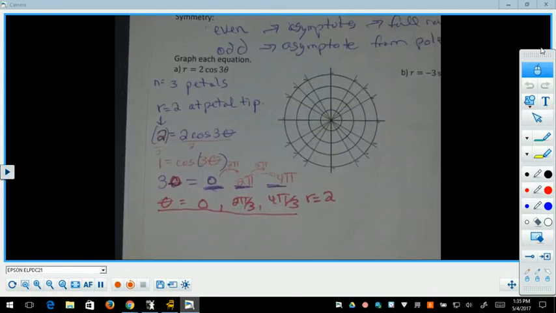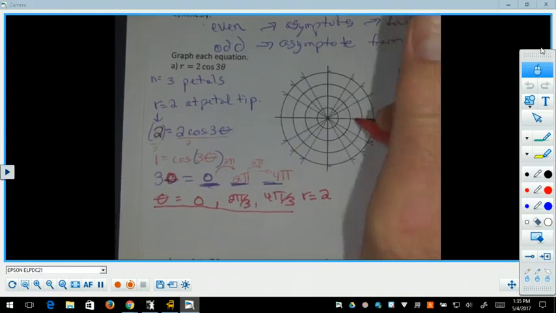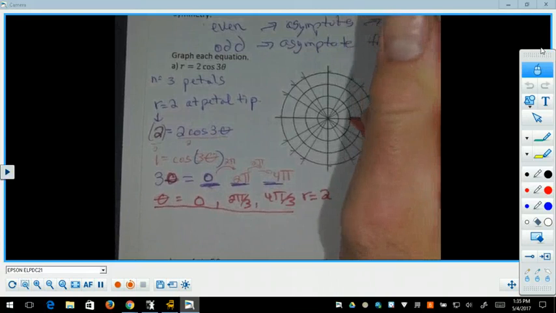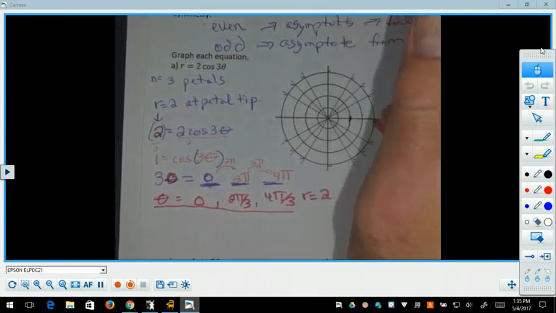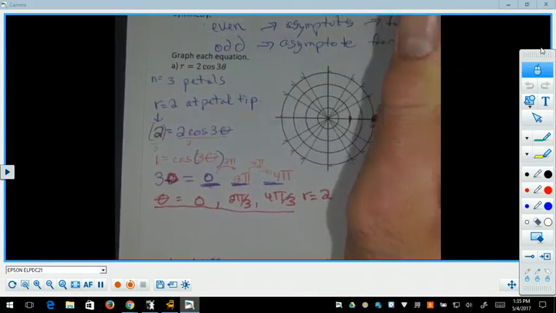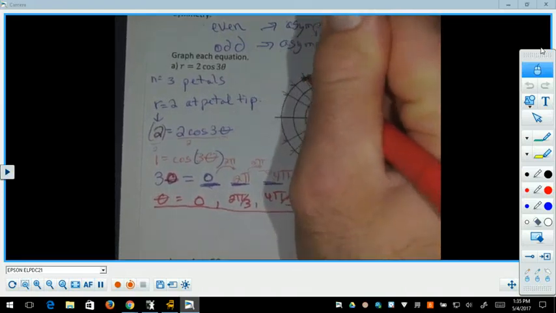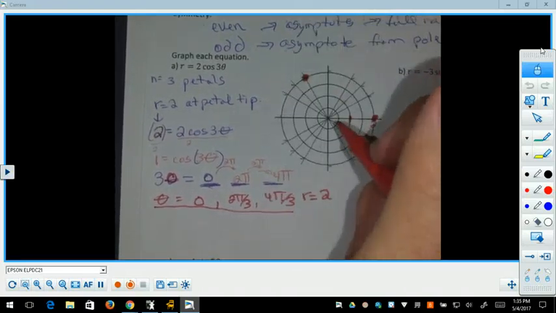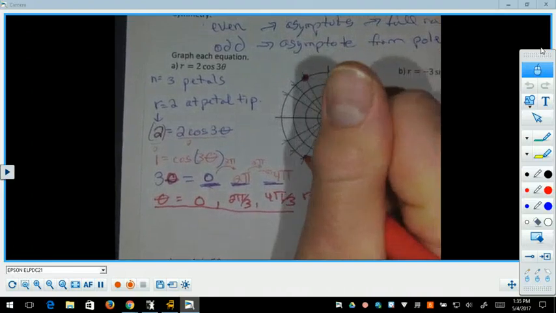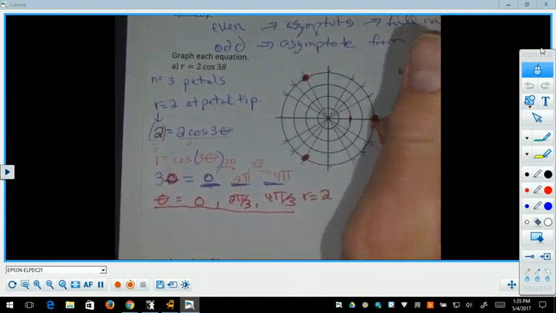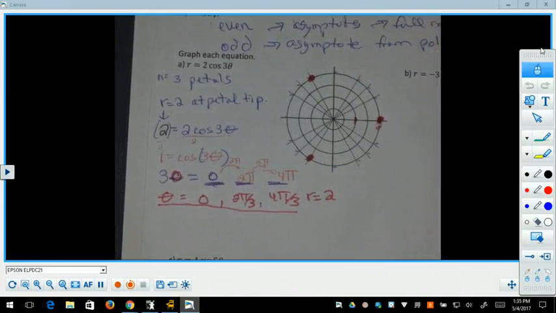So I really have 3 points. (2, 0), (2, 2 pi over 3), (2, 4 pi over 3). So I can plot those. I'm going to make this 1 and this 2, since that's my max point anyhow. 2 pi over 3 is here. 4 pi over 3 is down here. So there's the tips of the petals.